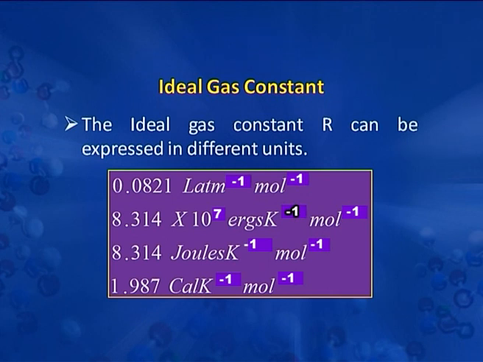So, these values can be expressed in different units. R is 0.0821 liter atmosphere per Kelvin per mole. R is 8.314 into 10 to the power 7 ergs per Kelvin per mole. R is 8.314 joules per Kelvin per mole. R is 1.987 calories per Kelvin per mole. So, these are the different values of R with different units.